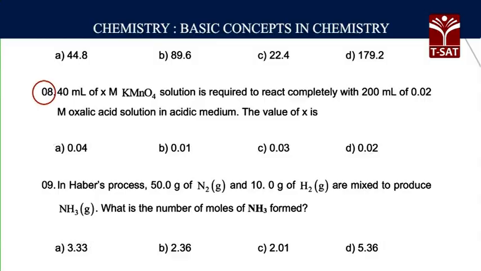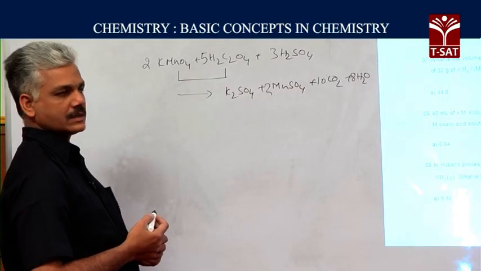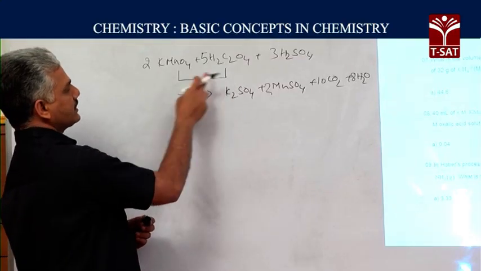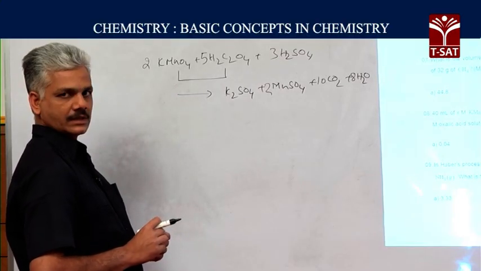40 ml of X M potassium permanganate solution is required to react completely with 200 ml of 0.02 M oxalic acid solution in acidic medium. The value of X is? Potassium permanganate reacts with oxalic acid in acidic medium to give products. So, the relation required is between potassium permanganate and oxalic acid. As per the balanced equation, 2 moles of potassium permanganate react with 5 moles of oxalic acid.